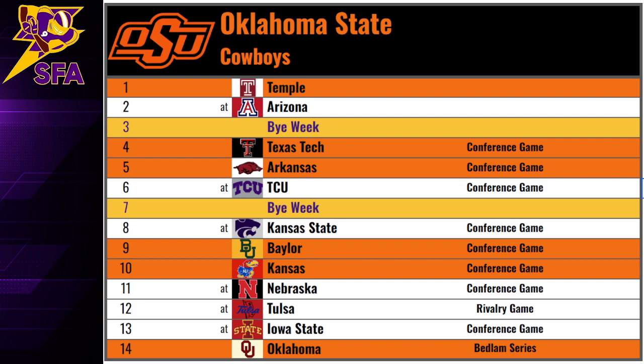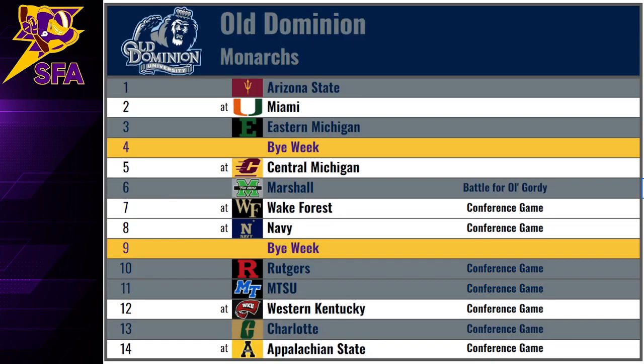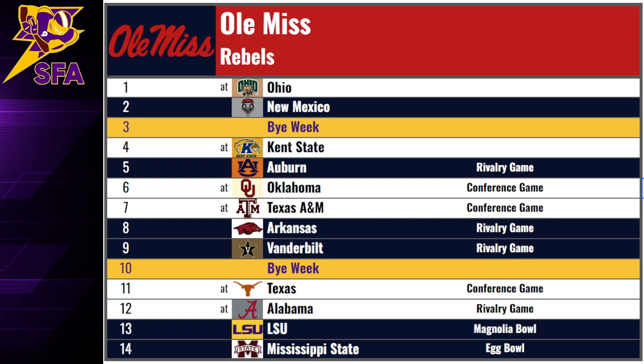All right, so Oklahoma State. We got Old Dominion now. So Arizona State, Miami, Eastern Michigan, Central Michigan. Kind of like that. Then we got Ole Miss, Ohio, New Mexico, Kent State, and where's their last game? Got 3, and then Arkansas. Yeah, Arkansas is the out-of-conference game.